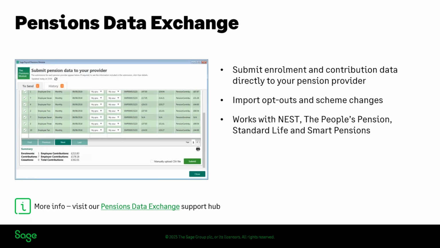Now, it is also possible with some pension providers to import opt-out information directly from them and any scheme changes. And this is compatible with Nest, the People's Pension, Standard Life and Smart Pensions. So it does involve a little bit of setup. And if you want to learn more about setting up Pensions Data Exchange, on the handout, you've got a link at the bottom of this slide. And that will take you to the relevant information. Just choose your provider and follow the steps from there.